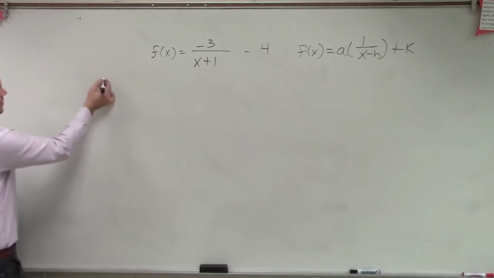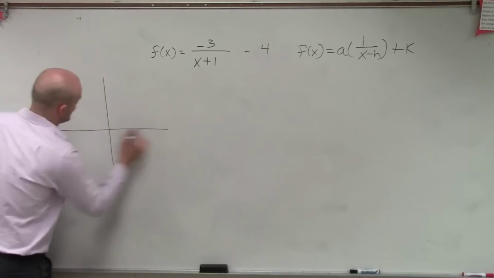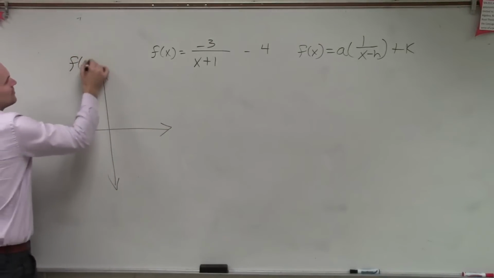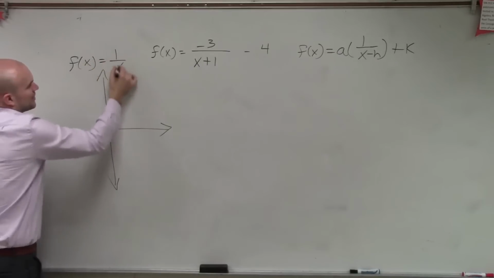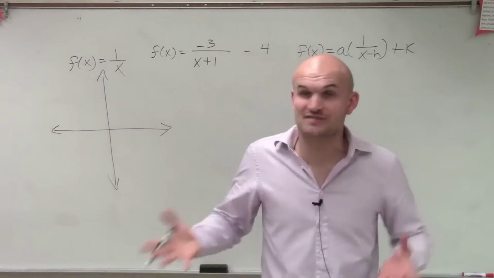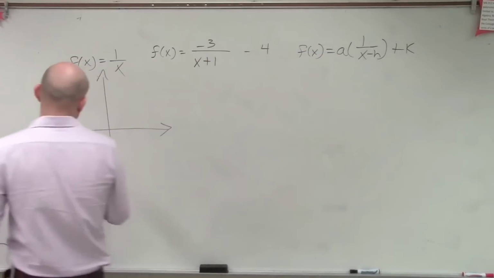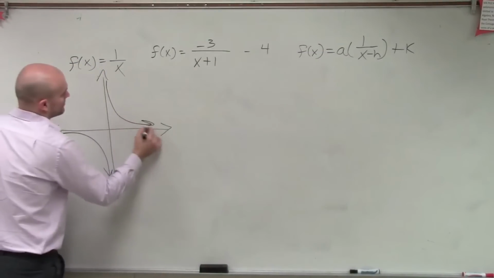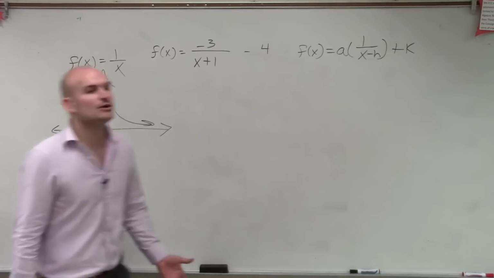So before we do our transformations, the only way you're going to be able to know how to do transformations is you first have to know what the parent graph looks like, right? You can't graph something by using its transformations if you don't know what to transform it from. So that's why you have to know the parent graph, and that's why I went through that parent graph with you guys. All right, so now we know what the parent graph is.